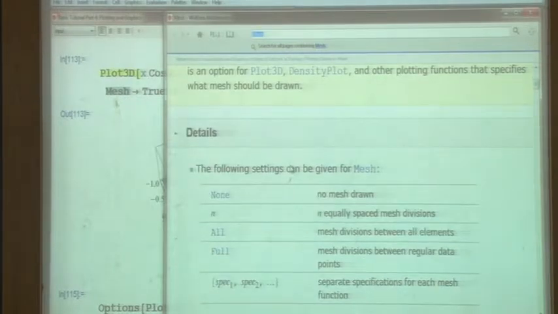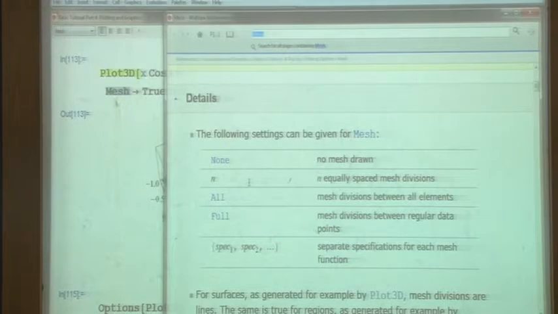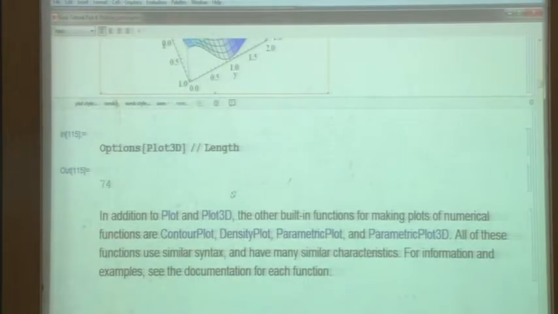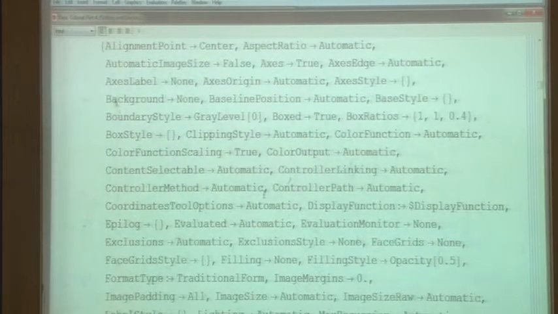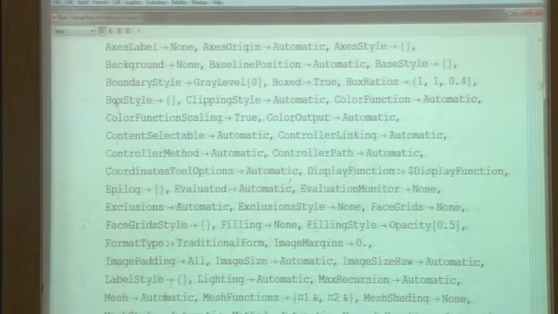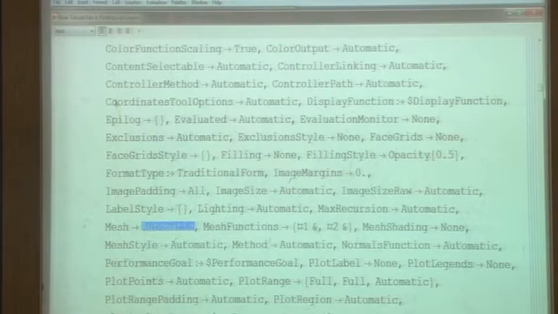So by default, the mesh is all. If I'm not mistaken, we can take a look at the default here. Mesh, control, epilog, F. Mesh, automatic. Okay. So Mathematica will choose the best number of horizontal, for x and y, and from those points, come out with the value for the function. You can modify that using mesh functions, mesh shading, etc.